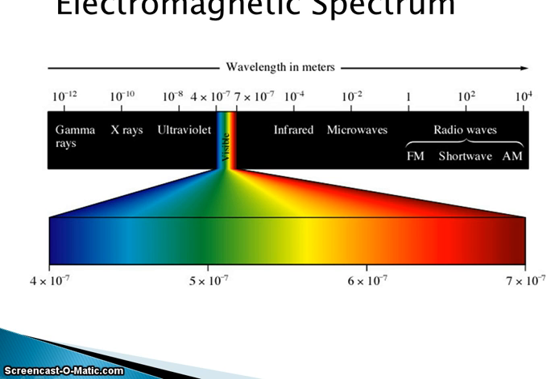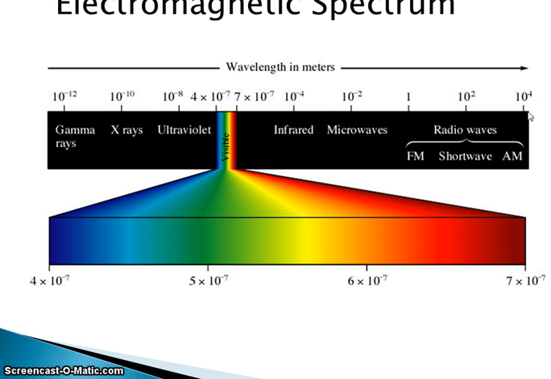Now, the electromagnetic spectrum has a range of wavelengths. And what we're looking at are wavelengths in terms of meters. So over here, we have 1 times 10 to the minus 12, which is for gamma rays on the left. And our wavelength increases as we go from left to right. And all the way over on the right, we have 1 times 10 to the 4th meters for our wavelength. And that's looking at radio waves like FM and AM radio waves.